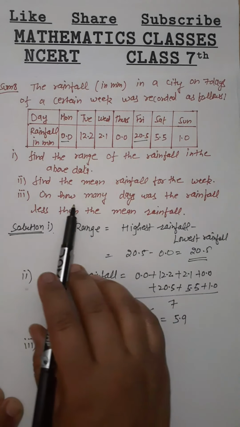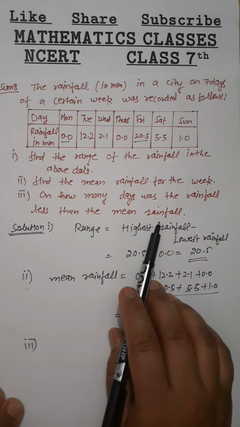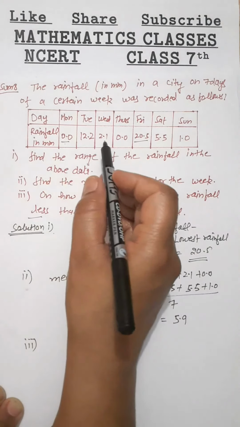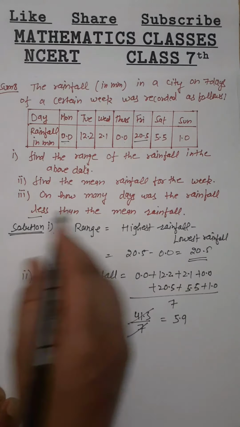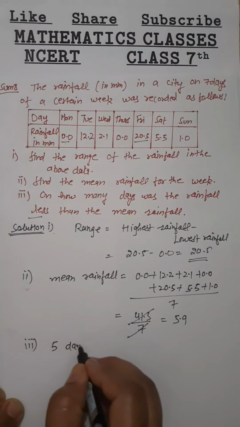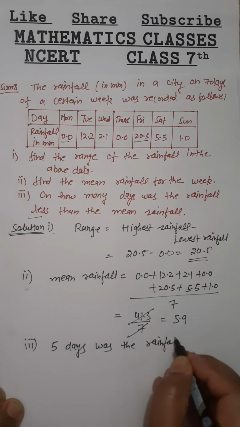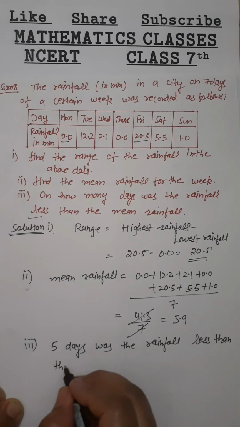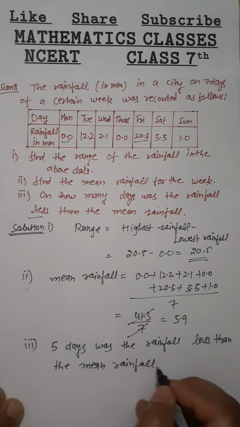Third, on how many days was the rainfall less than the mean rainfall? Less means to say fewer. We will count less than 5.9. 1, 2, 3, 4, 5. Write down how many days. 5 days was the rainfall less than the mean rainfall.